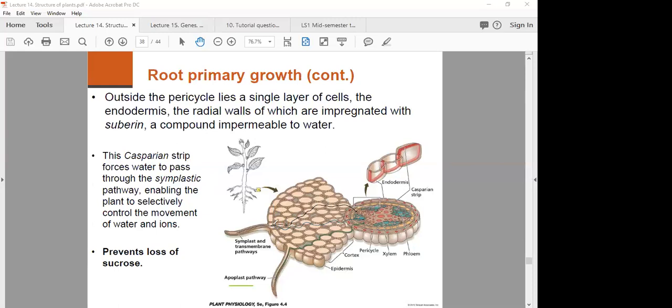The transmembrane pathway is almost identical, so we'll follow this blue line. Water and dissolved nutrients are moving through each cell, so from cell to cell, but rather than moving through plasmodesmata, water is simply crossing directly through the cell wall and plasma membrane into the next cell. And again, it moves into the root until it hits the endodermis cell.